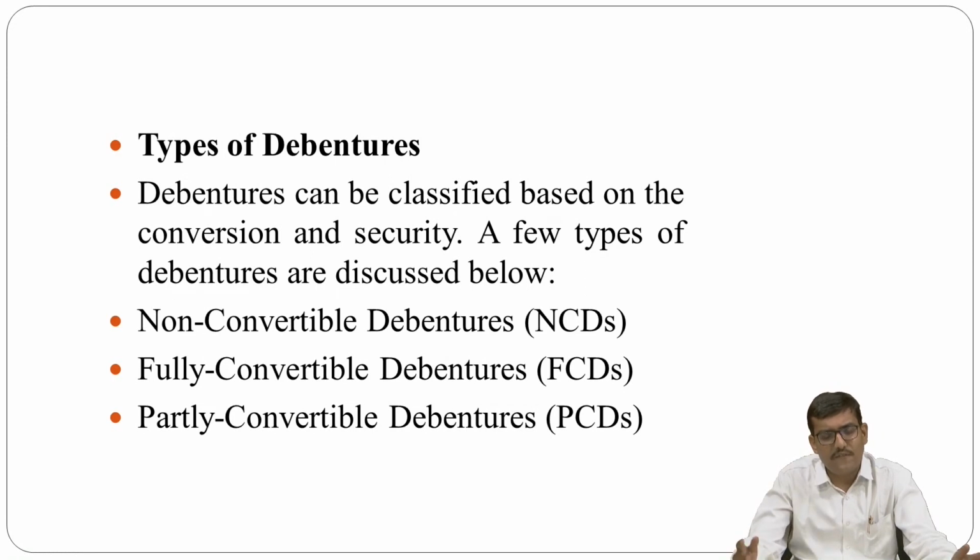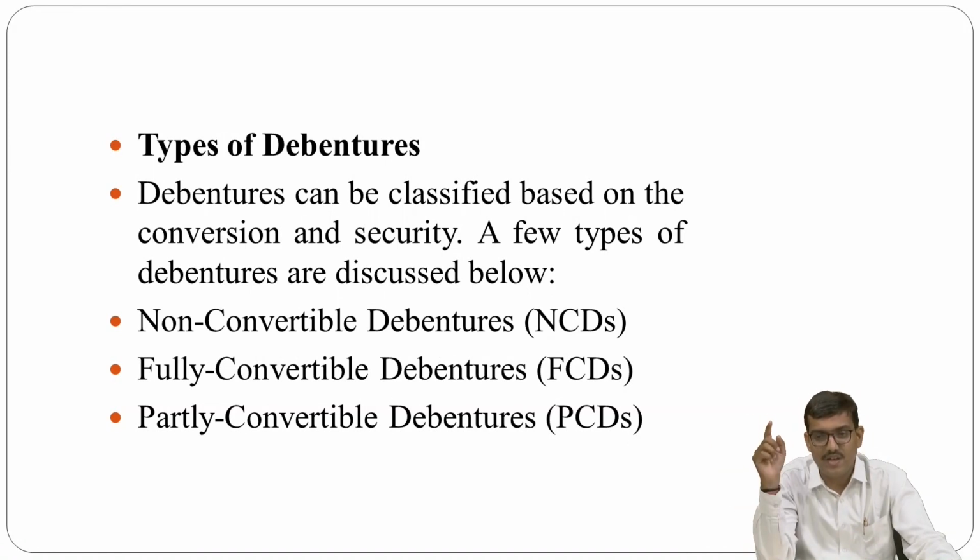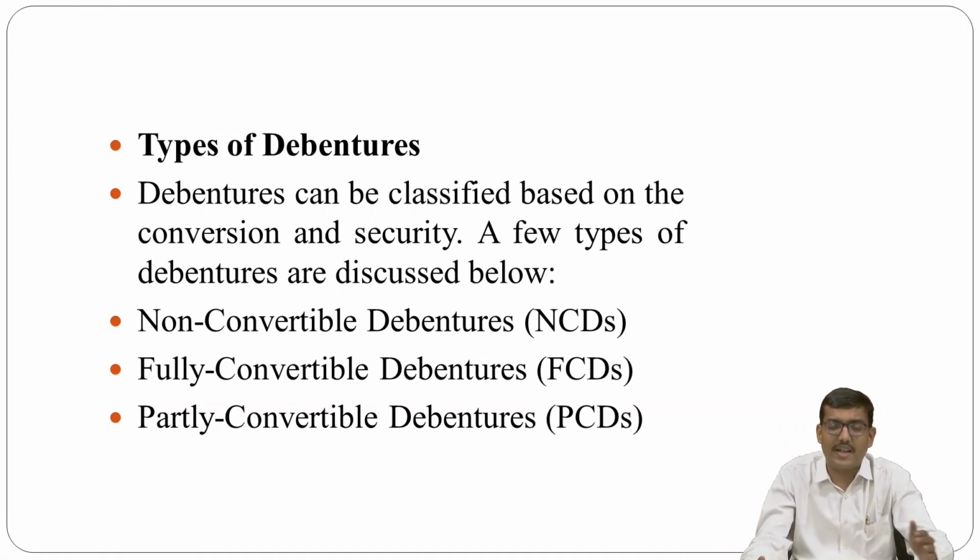There are a few different types of debentures. Debentures can be classified based on conversion and security. A few types of debenture are discussed below. First, non-convertible debentures, fully convertible debentures, and partly convertible debentures. In short form, I can write NCDs, FCDs, and PCDs, which are non-convertible, fully convertible, and partly convertible debentures.